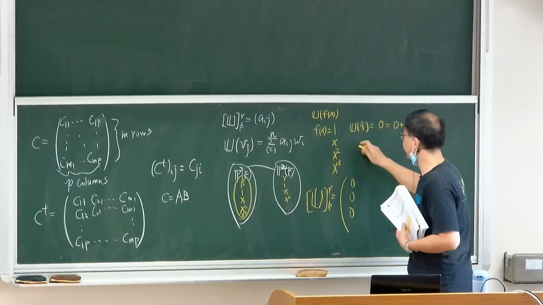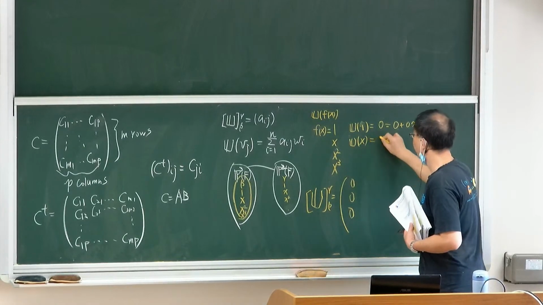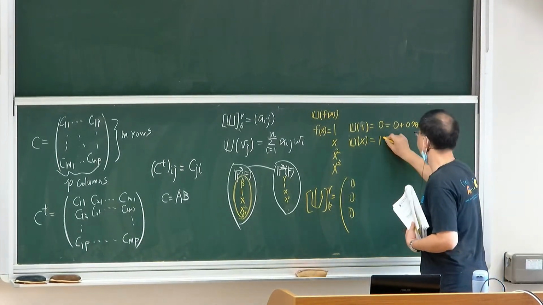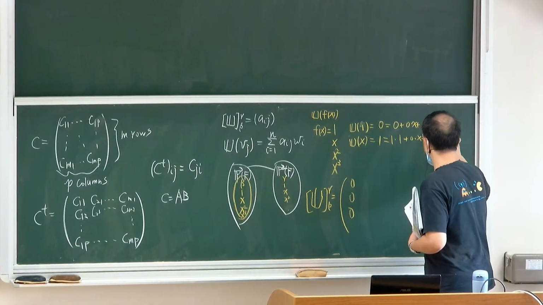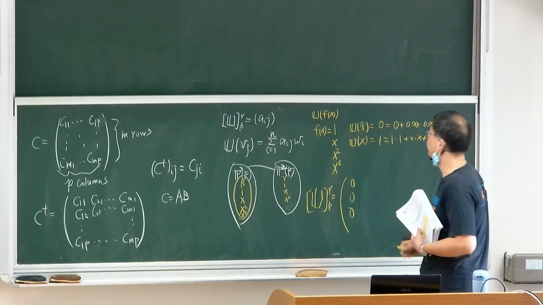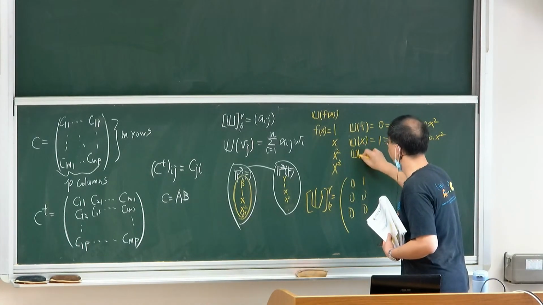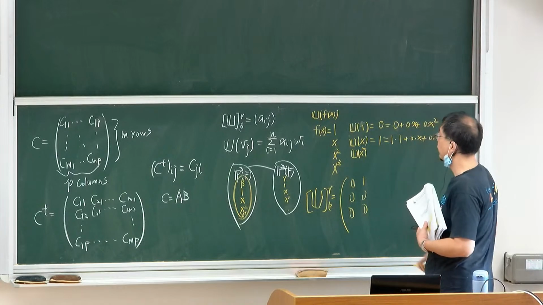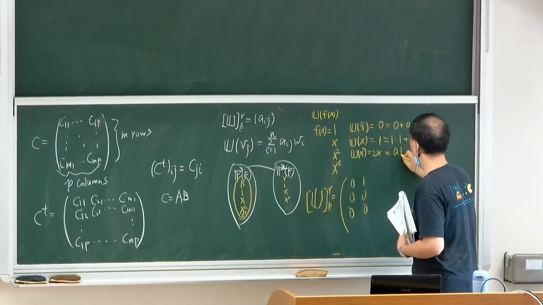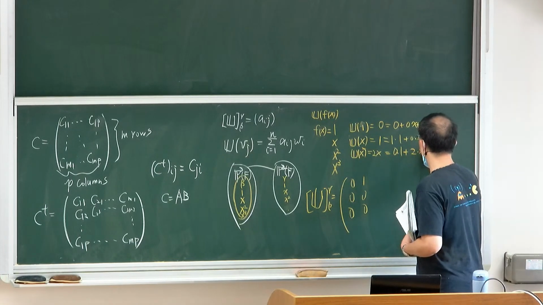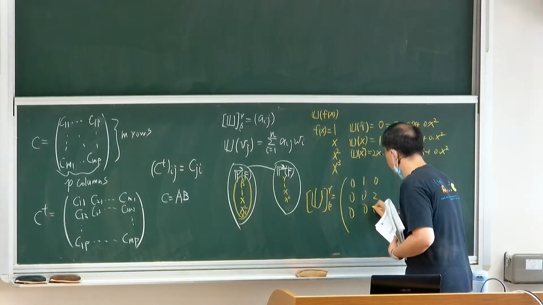And then take x. If I operate U on x, I get 1. Then it will be 1 times 1 plus 0 times x plus 0 times x squared. So the second column becomes 1, 0, 0. And then we take U of x squared. Then I get 2x, which equals 0 times 1 plus 2 times x plus 0 times x squared. So I have 0, 2, 0.